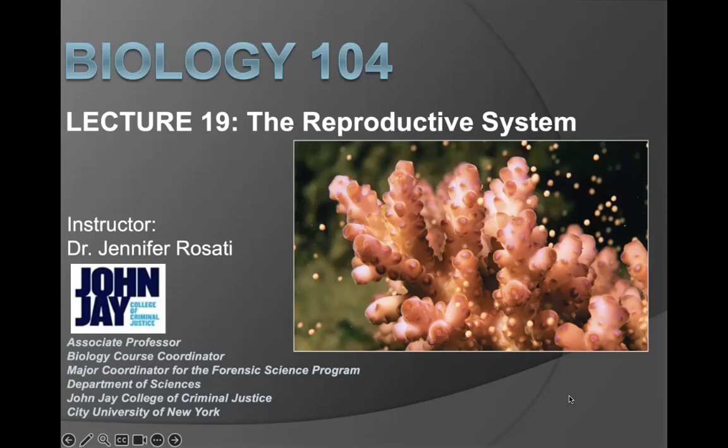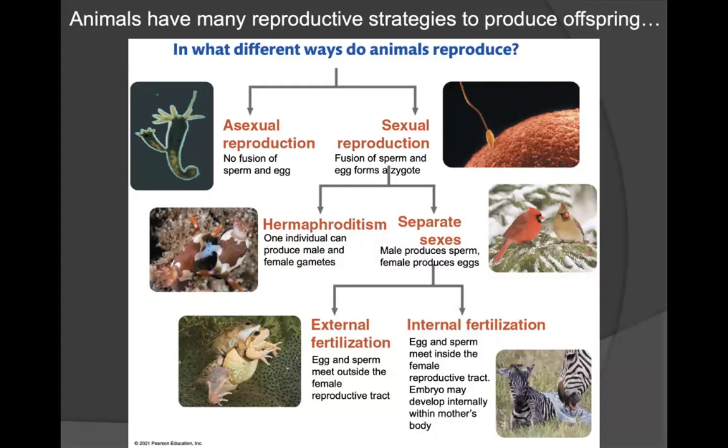to Lecture 19, where we will go over the reproductive system. Animals can have many reproductive strategies in order to produce offspring.